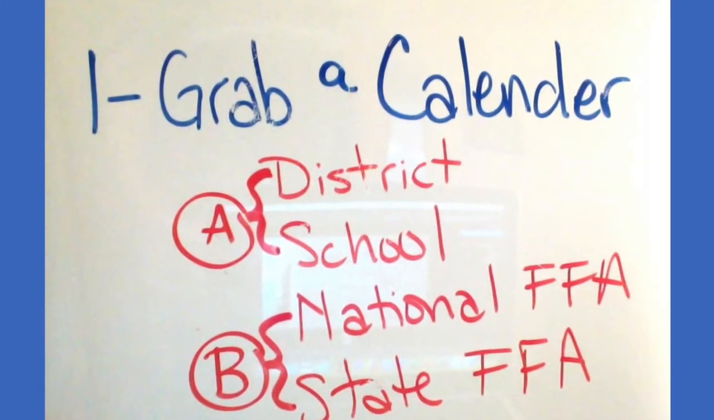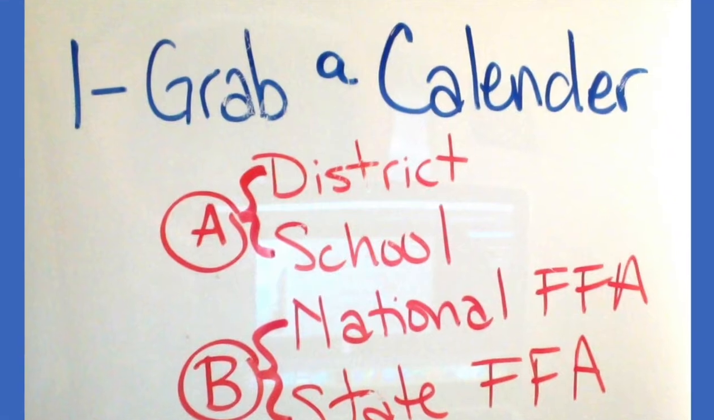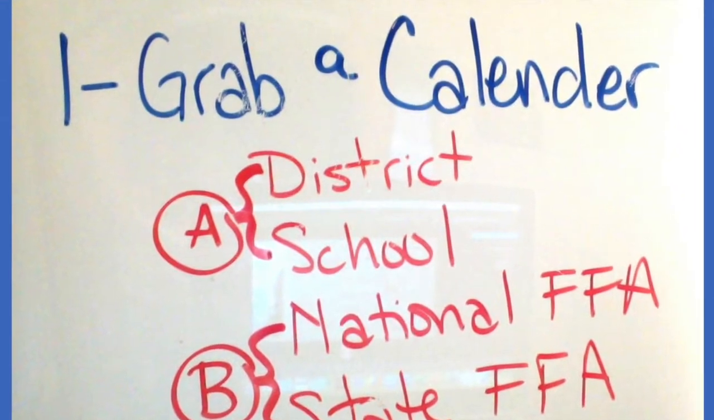So step one is to grab your school and your district calendar and go ahead and block out any dates that are spring break, fall break. If you have a semester change, go ahead and write those things in also. And then a second step, I go ahead and block in or mark in any national FFA or state FFA dates that we need to be aware of.